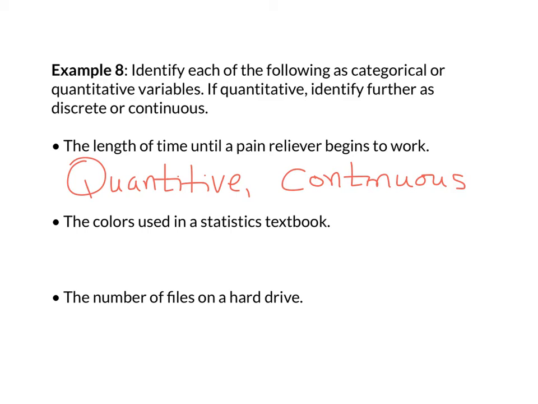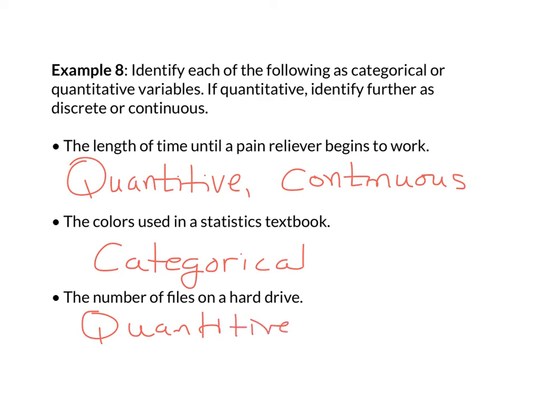The second example, the colors used in a statistics textbook. Well, colors are an attribute or a characteristic. So this is categorical data. And my last example, the number of files on a hard drive. Well, we can count up the number of files on a hard drive. It is a numerical measure, therefore it is quantitative. And since we can count them up, it is discrete.